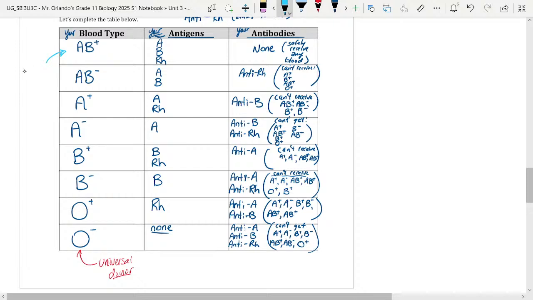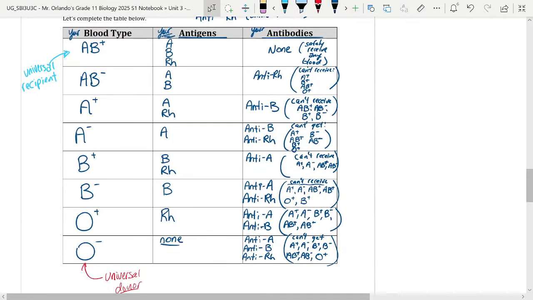So what do we call them? Takers. Not taker, though I guess we could. We call them the universal recipient. If you have type AB blood, you can receive blood from anyone. If you have type O negative blood, you can donate blood to anyone. And anywhere else in the middle, you have to be mindful.